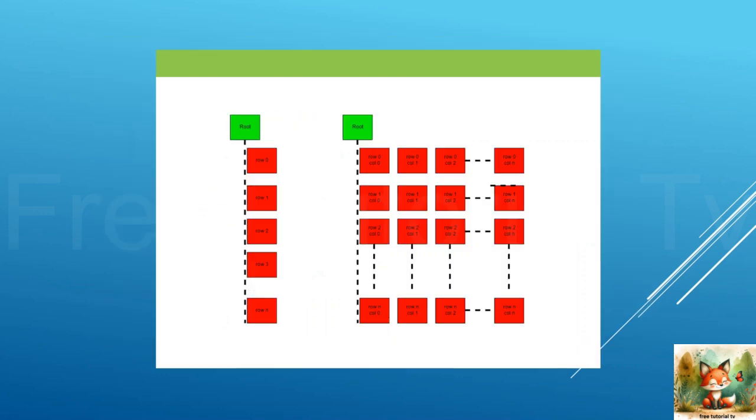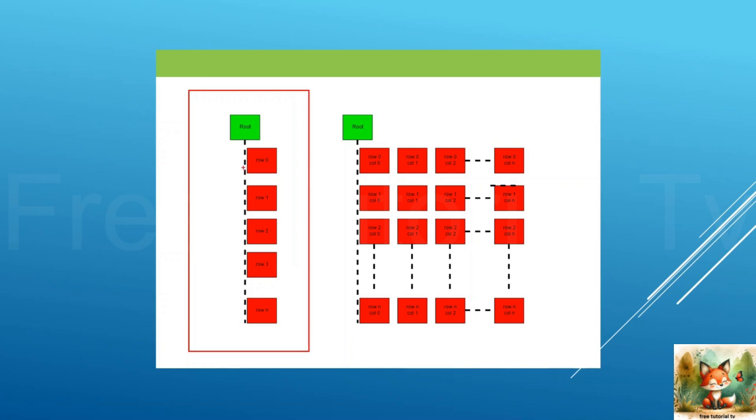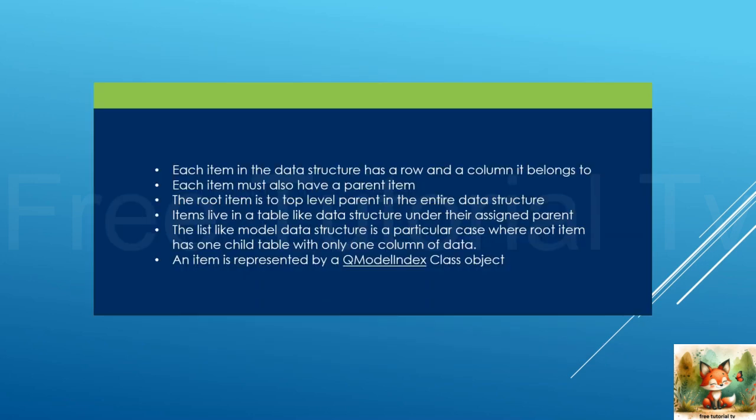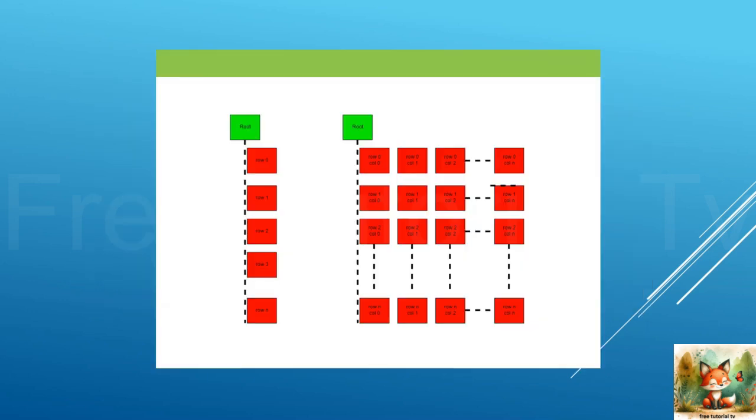Please remember that the list model is really an implementation of what we have here. We have a bunch of rows under the root, but each row is going to have a single column. So we want to have more items like we have in the table here. Please remember this. We have a root item sitting on top, and we have a bunch of children. Please don't lose sight of this. And here is what we have seen before. Each item in the data structure has a row and a column it belongs to. And the QModelIndex is going to be representing the address of each item in the model.